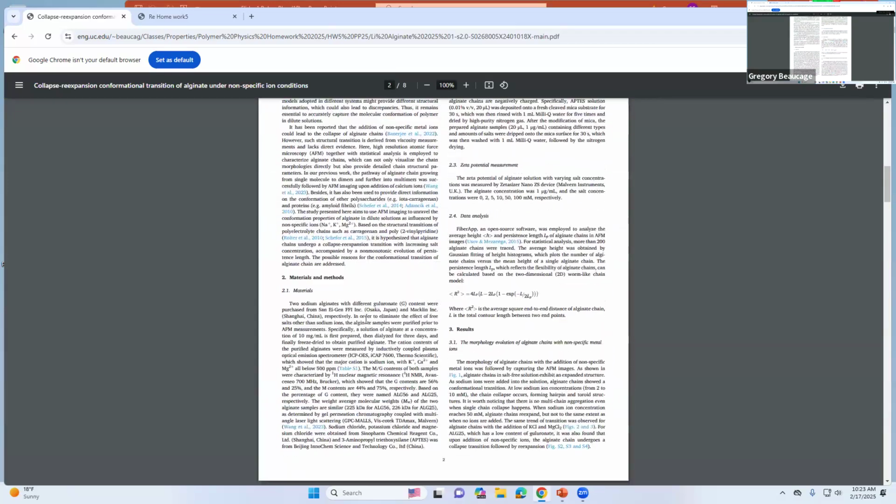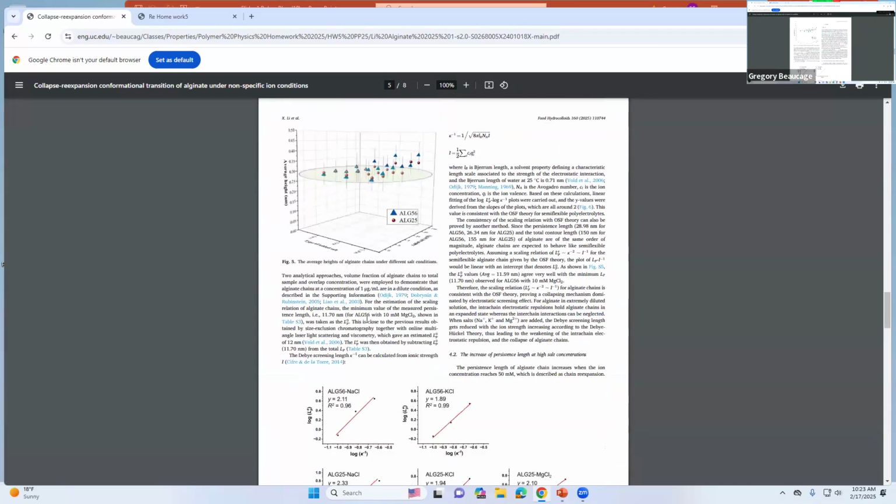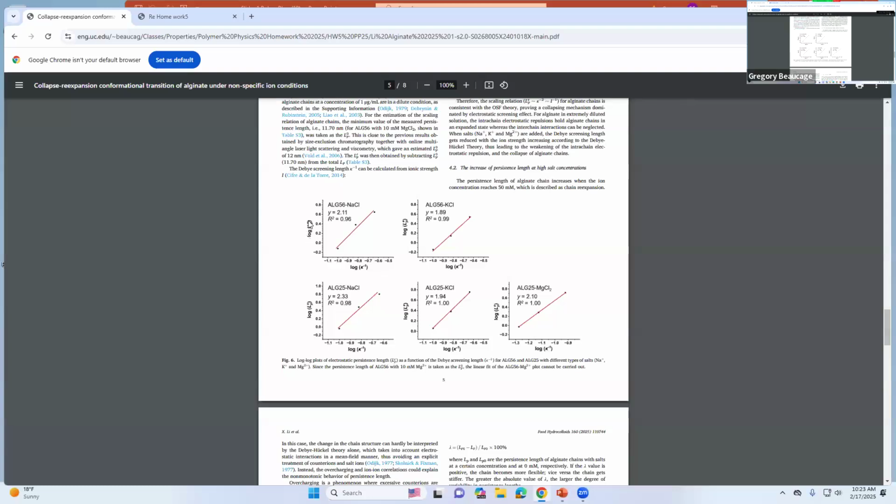He plots the Kuhn length versus the persistence length. So he sees exactly that. It's only 3 points with no error bars, but he's plotting log of persistence versus the Debye screening length. 1 over kappa is the screening length. And then in the log plot, the slope is the power of the screening length, which is 2 here. That's proportional to 1 over concentration to the 1 power, which is the prediction of the OSF.